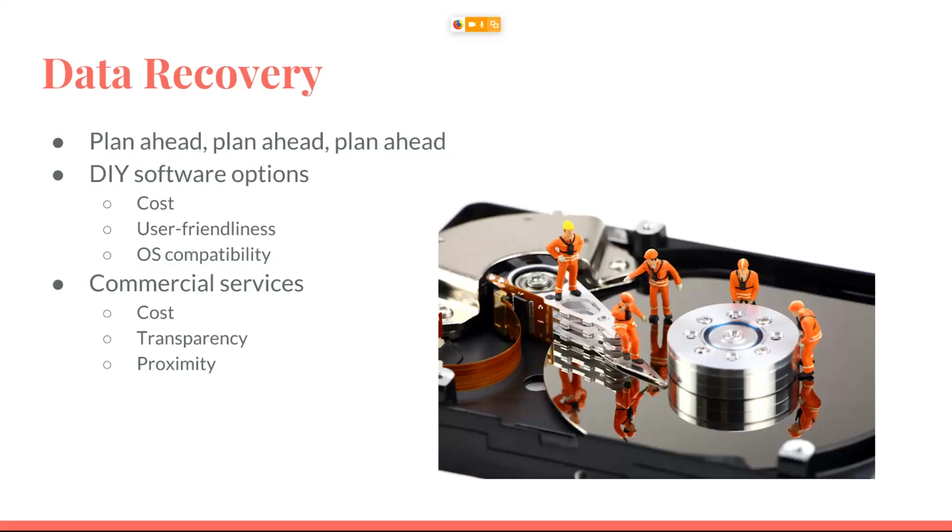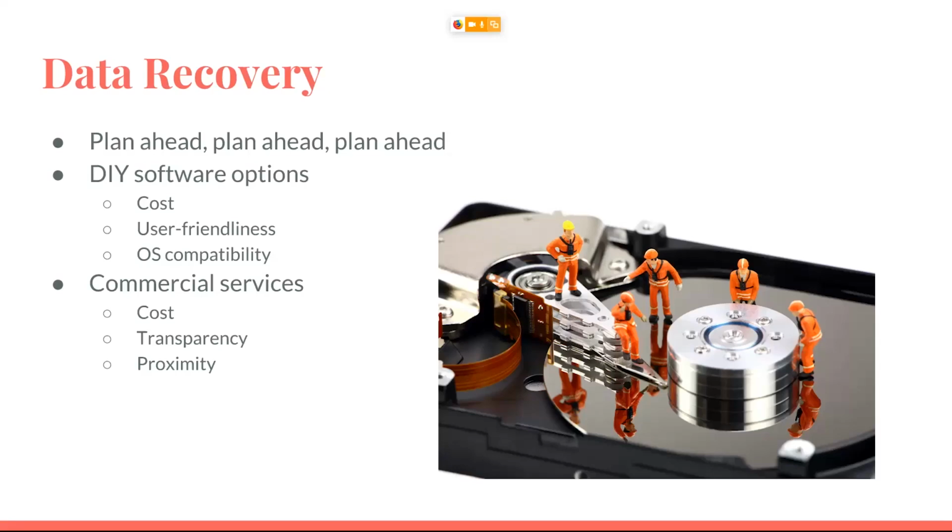But if you aren't comfortable investigating these software options, for the less tech savvy, there are obviously commercial services available. They will vary in terms of cost, in terms of how open they are about what they're doing and how they will recover your data. It's always, the more they tell you about their processes, the better.